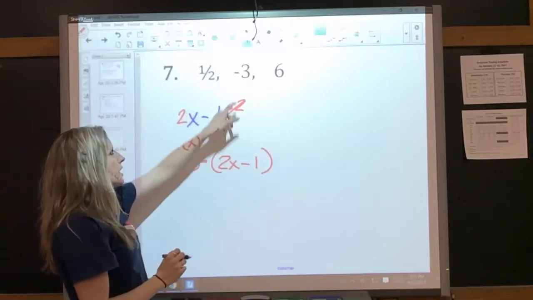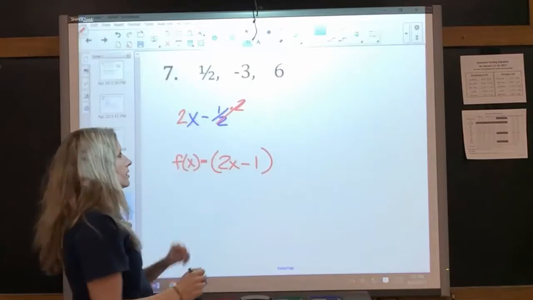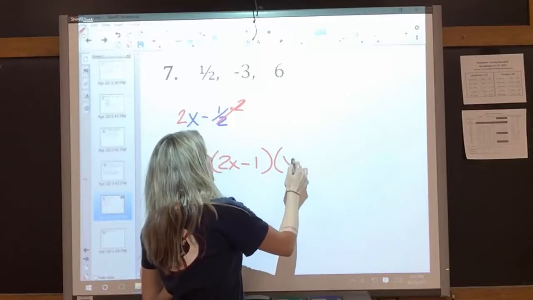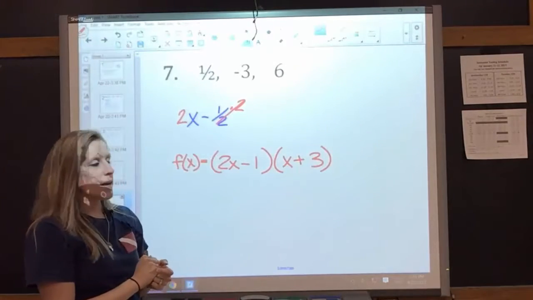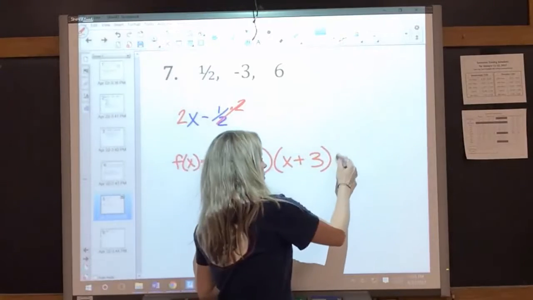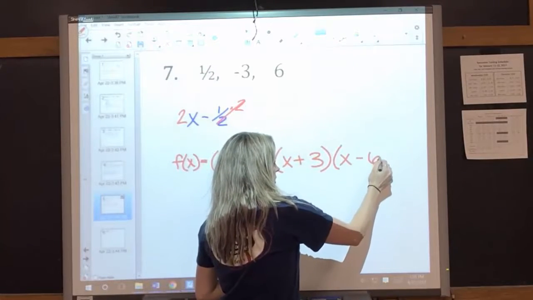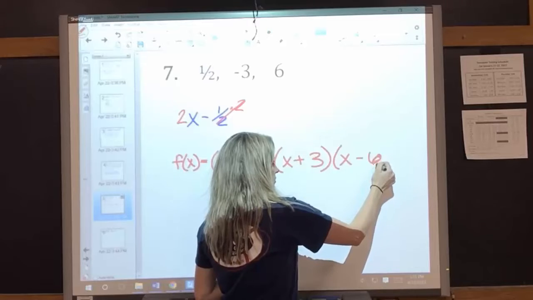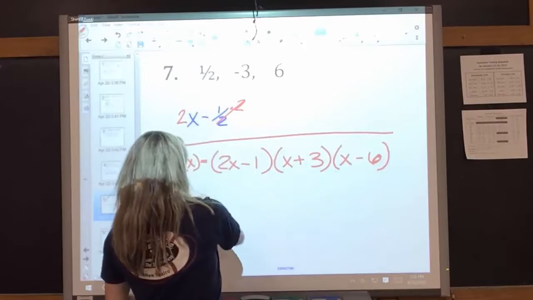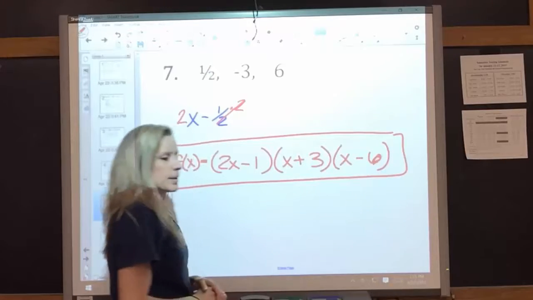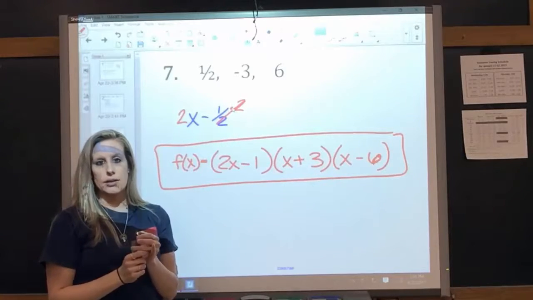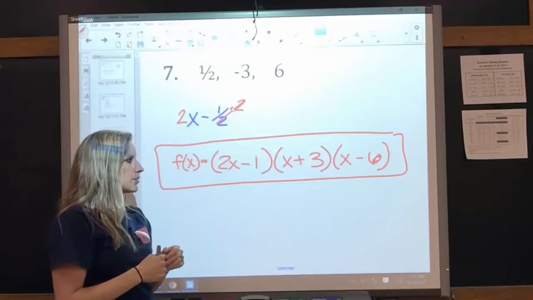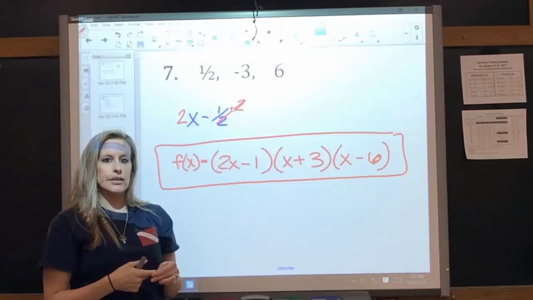All right, for my second solution, I have -3. So my factored form would be x plus 3. And for the last one, I have a +6, so it's going to be x minus 6. Oh, goodness. All right, so now I want you to try the last one, and then we'll check, okay? I'll give you about 15 seconds again, and then we'll go over it.